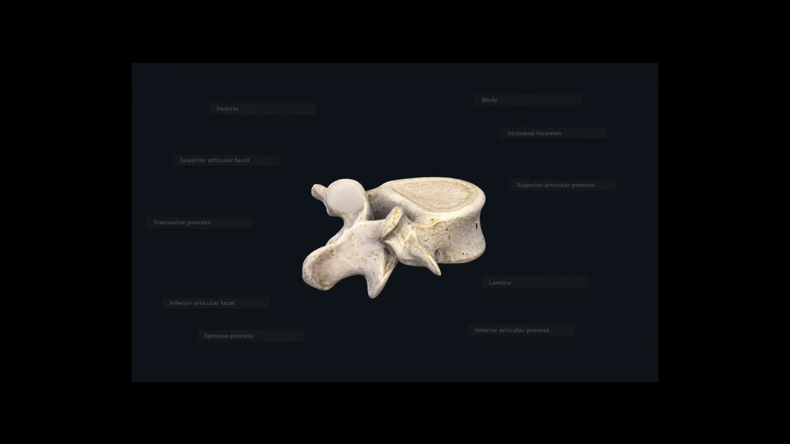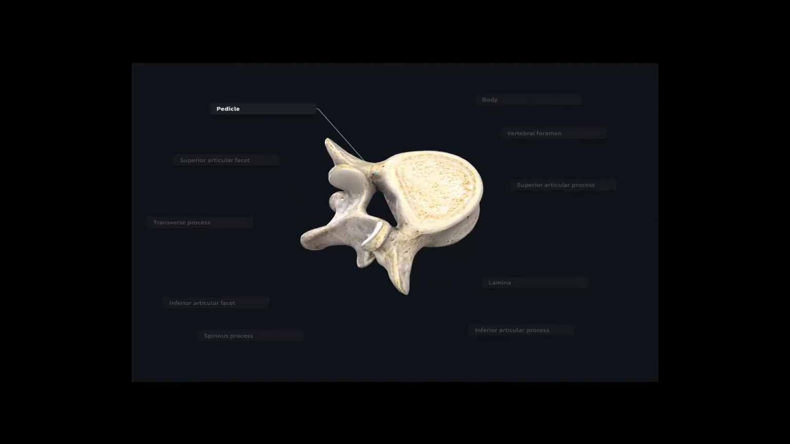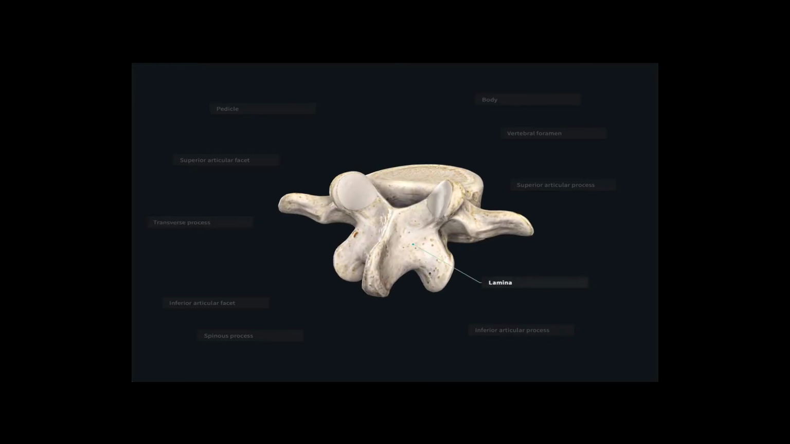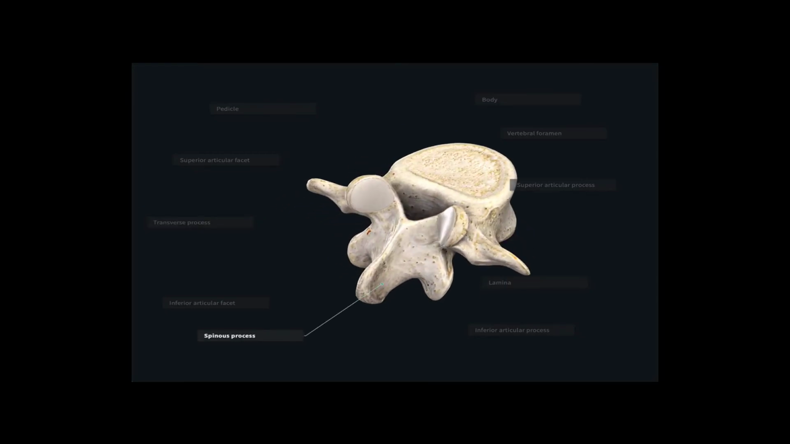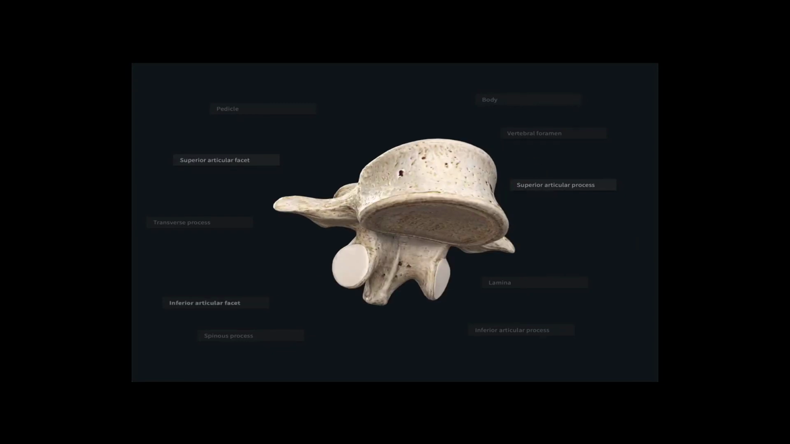Lumbar vertebrae. The 5 lumbar vertebrae are the largest vertebrae of the vertebral column. In keeping with the cervical and thoracic vertebrae, there are many features in common. Bodies, pedicles, transverse processes, laminae, and spinous processes complete the vertebral arch. There are superior articular facets and inferior articular facets that determine the range of movement across the lumbar spine.